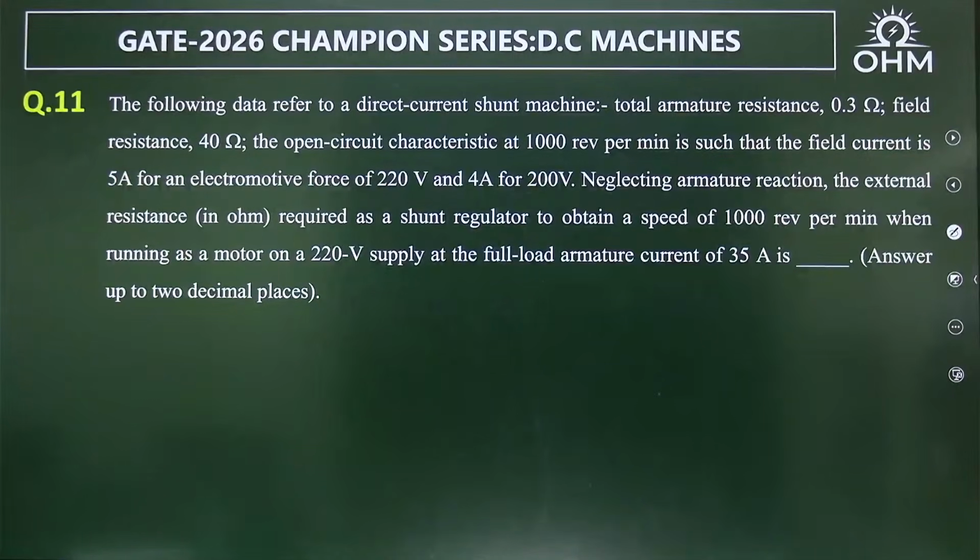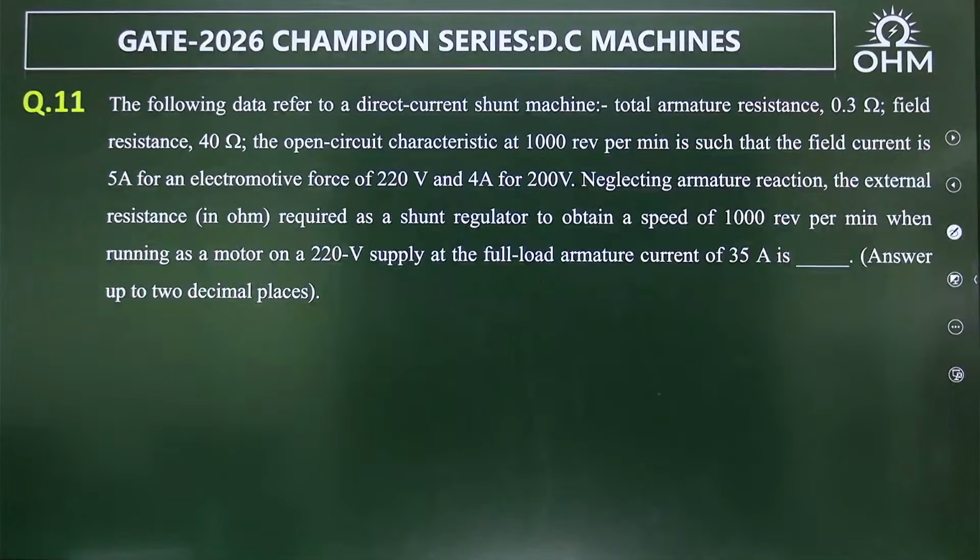Neglecting armature reaction, what is the external resistance required as a shunt regulator to obtain a speed of 1000 RPM when running as a motor on 220 volt supply at the full load armature current of 35 ampere? Okay. So quite an interesting question.